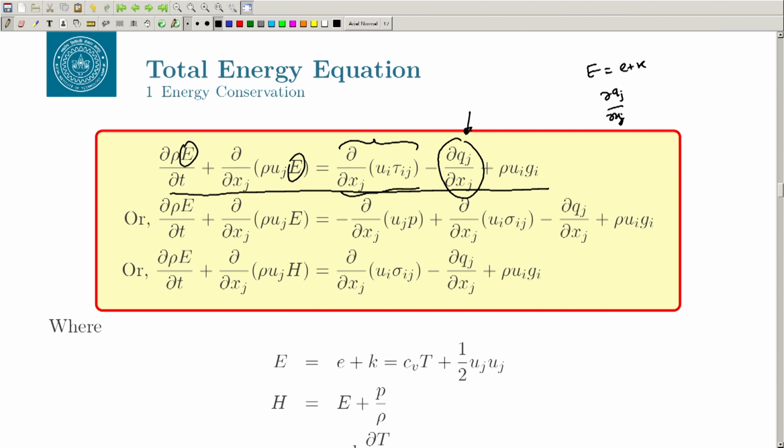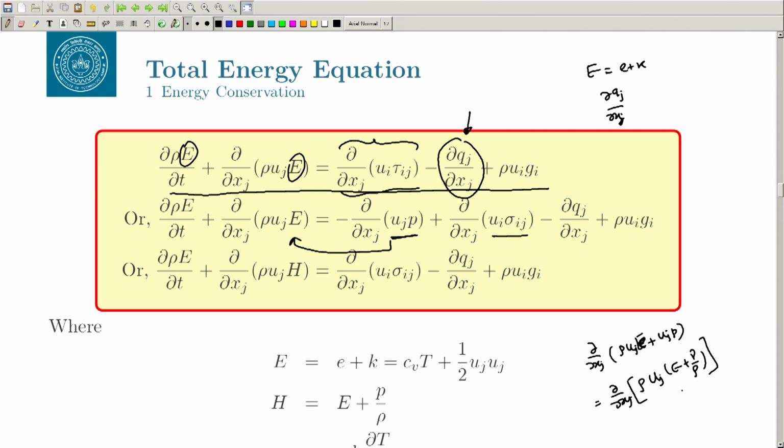This entire thing can also be written in terms of separate parts, which are basically your pressure part and your derivative stress part. And you can take this pressure part to the left. Then it will become del by del x j of rho u j (E plus P), which is nothing but del by del x j of rho u j (E plus P by rho).